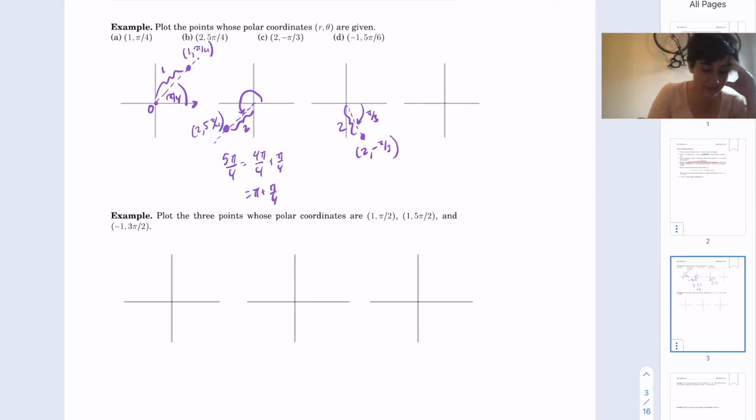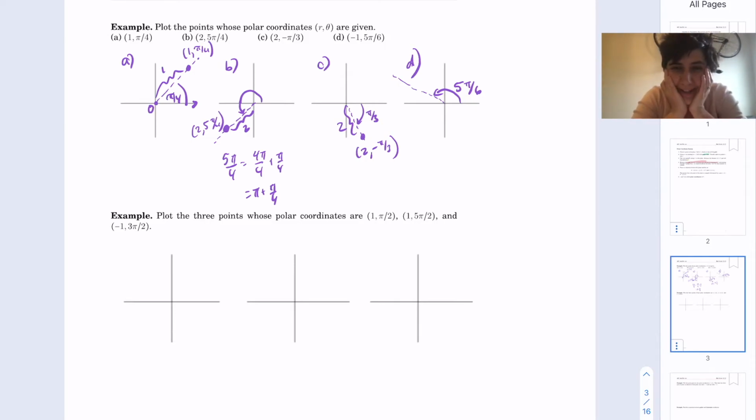D. So let's just go A, B, C, D. Negative 1, 5 pi over 6. Okay, so let's first handle the 5 pi over 6. That is a little less than pi, and so we're somewhere over here. We're calling this 5 pi over 6.